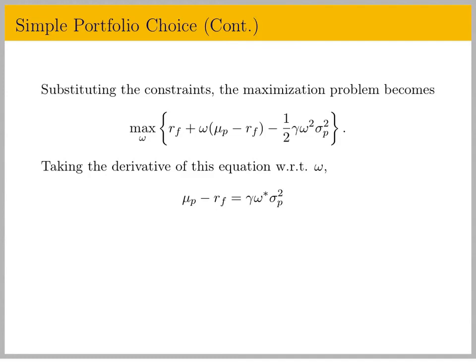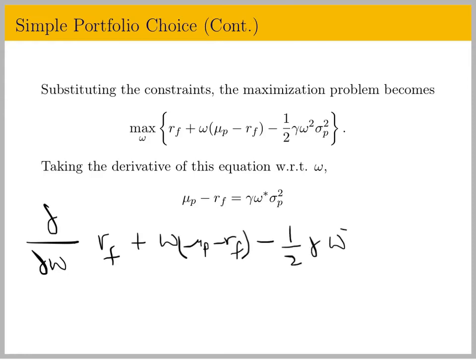That's actually not a very hard thing to do. Recall, if we actually do the work, we want to take the derivative with respect to omega of RF plus omega mu p minus RF minus 1/2 gamma omega squared sigma p squared. We're taking the derivative of that whole thing. Well, the first term, that derivative will be 0. The second term is just linear in omega. So this is a constant multiplying omega, we're taking the derivative of omega, that drops out, and we're left with the risk premium.